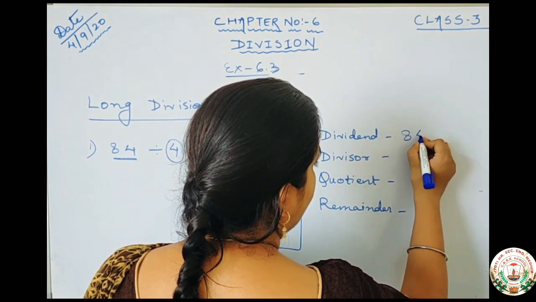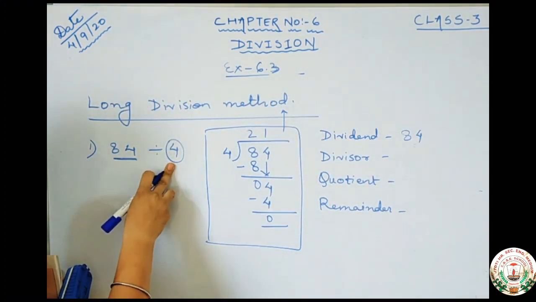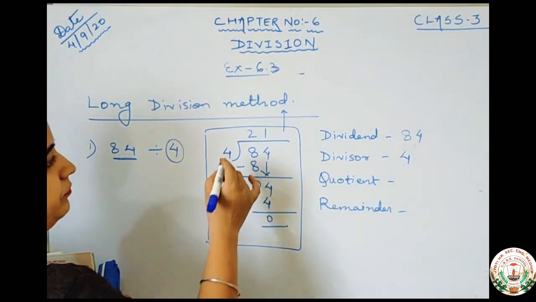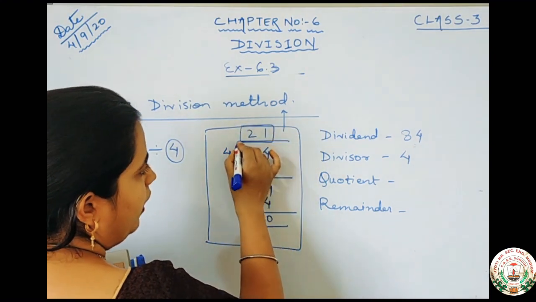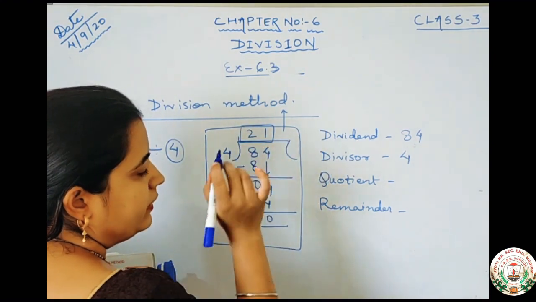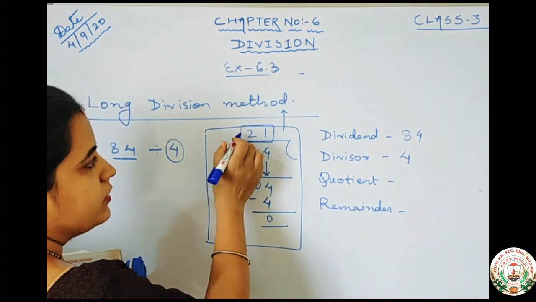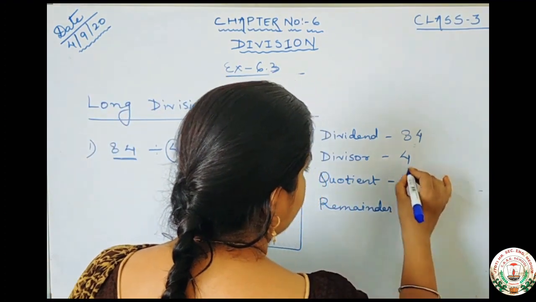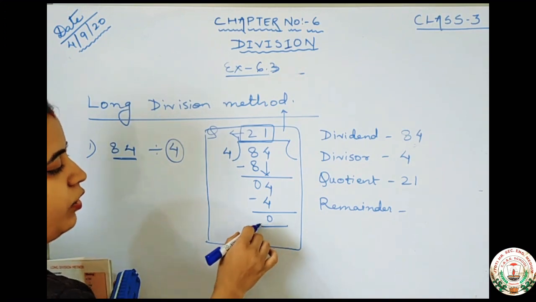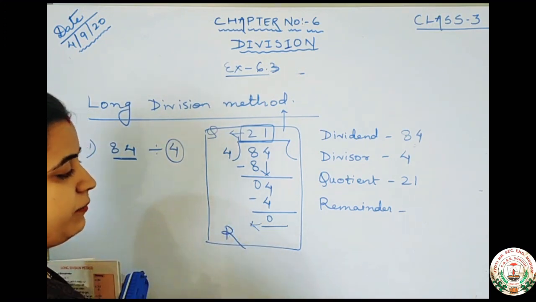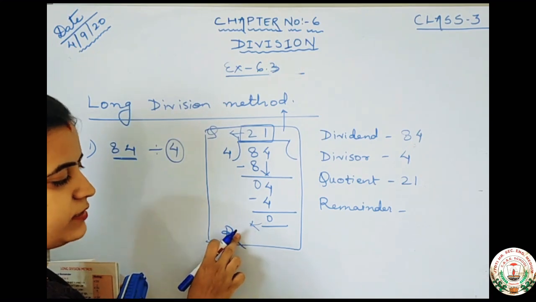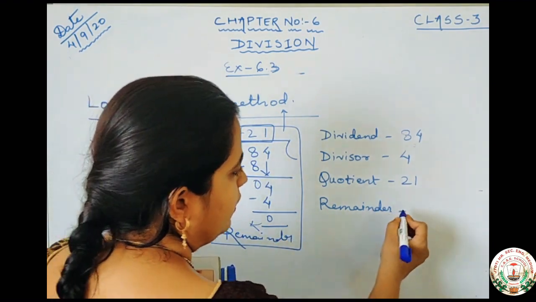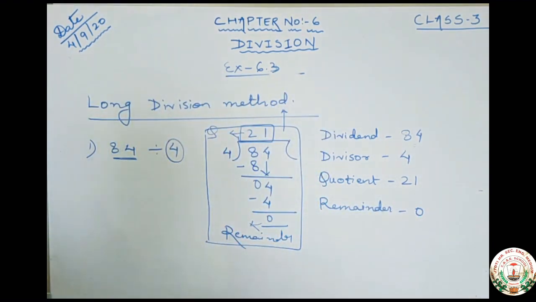So here in this question dividend is 84 and the number by which it is divided is known as divisor. Divisor is 4. After dividing, whatever comes on the top or the right side is the quotient. इसे क्या बोला जाता है? Quotient. Here the quotient is 21. And whatever is left out after dividing, divide करने के बाद जो भी बच जाता है, is known as remainder. R stands for remainder. So in this question the remainder is 0. Okay, this much you understood.